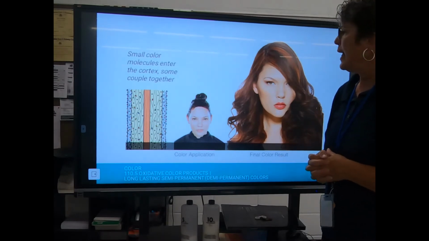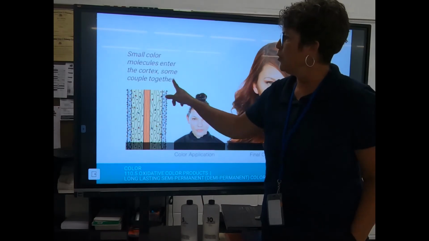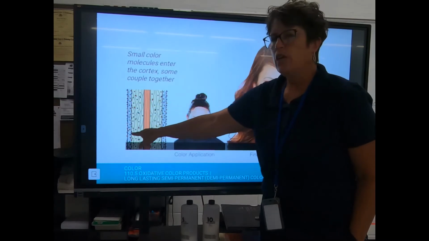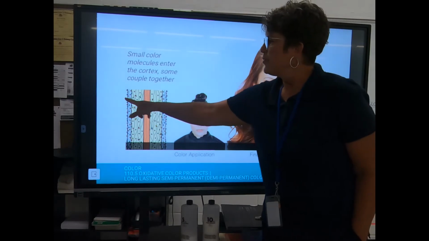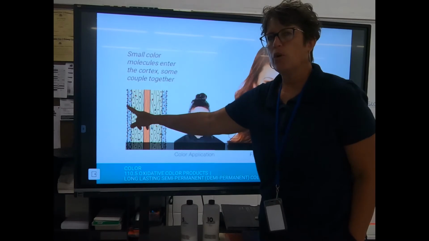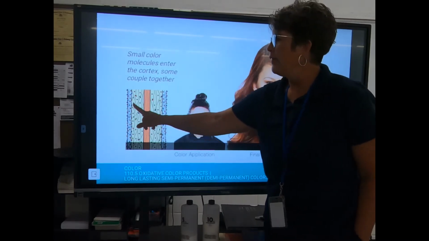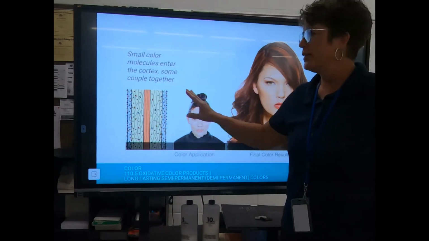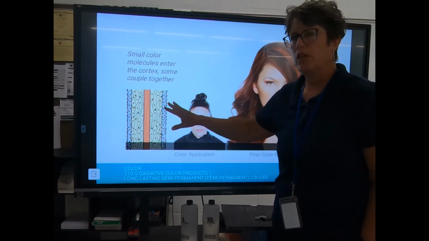All right, so again with demi-permanent, they're showing you small color molecules enter the cortex. Some couple together. Some are out here on the cuticle. So it's generally 6 weeks. Some of these are going to come off pretty quickly. Some of them are going to take a little bit longer to work their way out because they're a little bit larger now, and they're a little bit deeper into the hair. So that's how this works. You get in the demi, you get some inside into the cortex and some are on the cuticle.